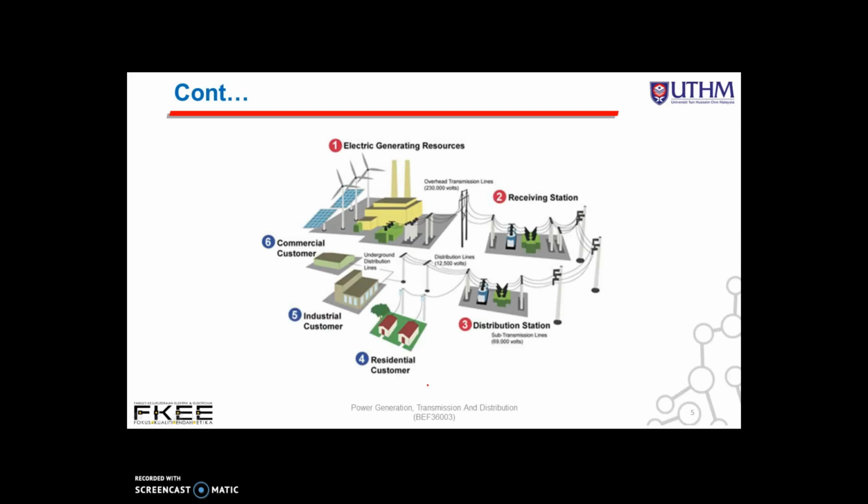Same goes to this one. This is the overview of the modern electricity power system. Starting with the electric generating resources, from here we can see there is solar and also wind. This is called renewable energy. After that we have the transmission lines. The receiving station is normally the transmission main intake, and it goes to the distribution substation. Normally it is the main distribution substation, and it goes to various types of loads, which are commercial, industrial, and also residential.